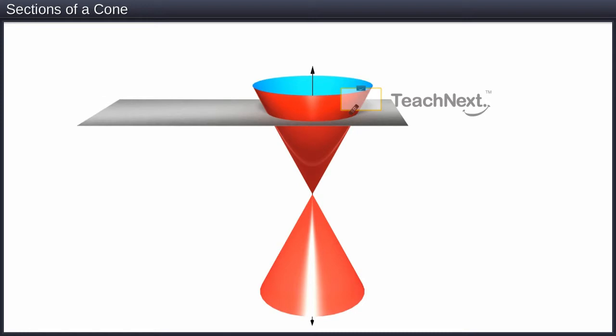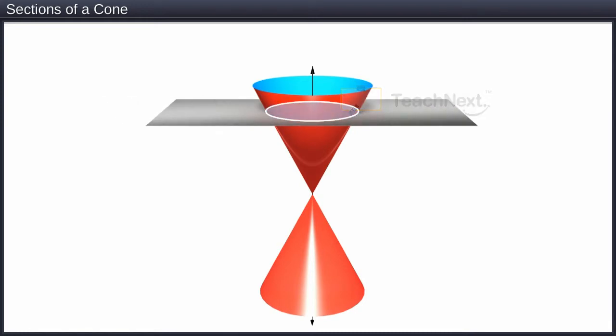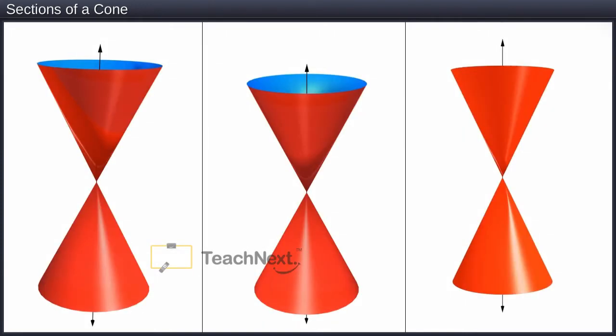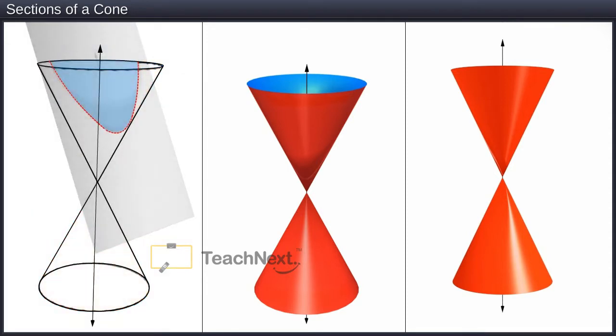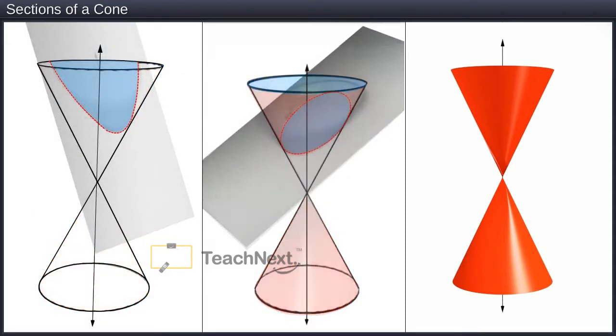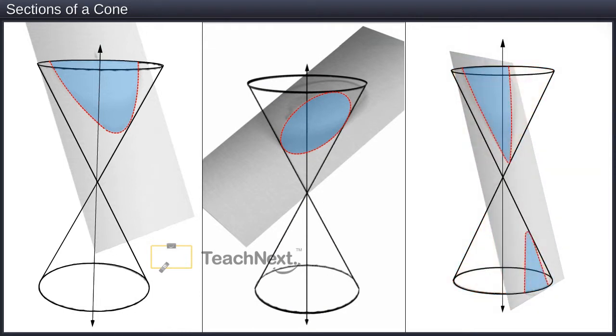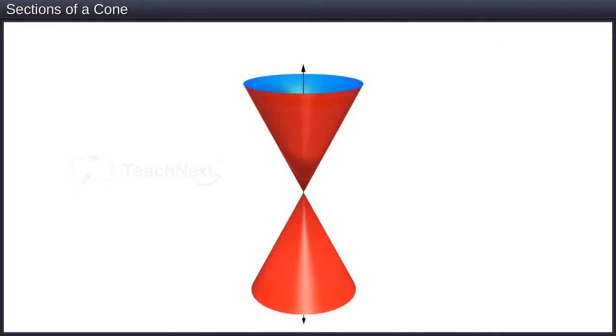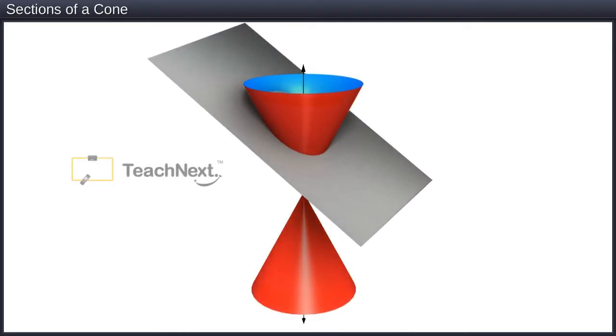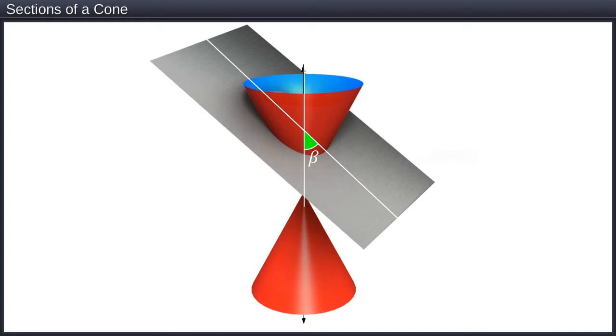When a plane intersects a cone, it cuts a section from the cone. This section is called a conic section or a conic. We get different kinds of conic sections of different shapes depending on the position of the intersecting plane with respect to the cone and the angle it makes with the vertical axis of the cone. Consider a plane that intersects a cone at any position other than the vertex and makes an angle beta with the axis of the cone. Now, we have several possibilities.